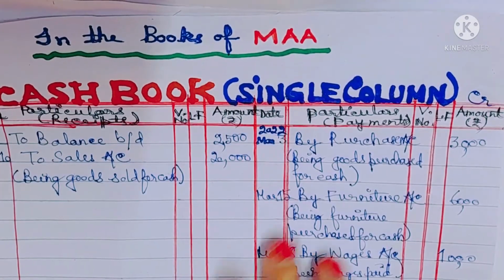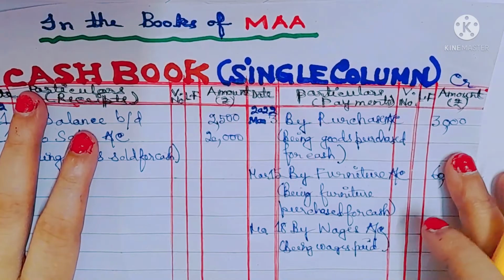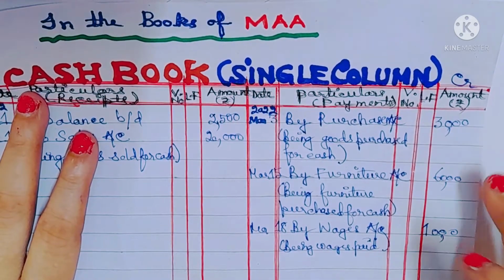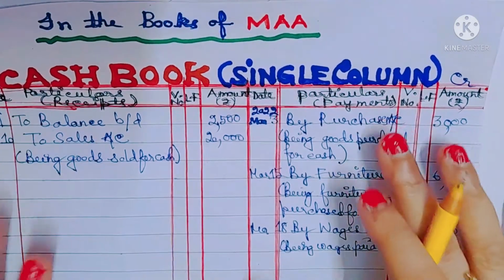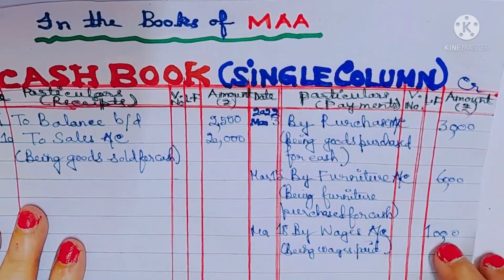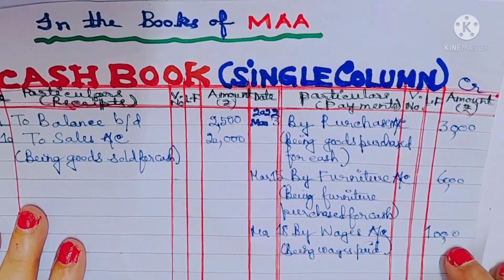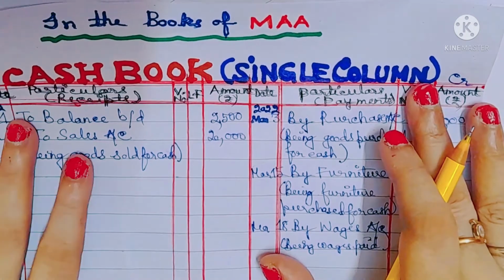Okay, and moreover, since cash book is a real account, what goes out is credit. Here, when wages are paid, cash goes out from the business. So 1,000 will be credited. Understood? Let's see the next transaction.